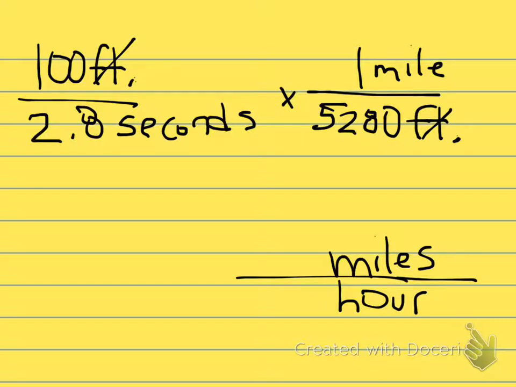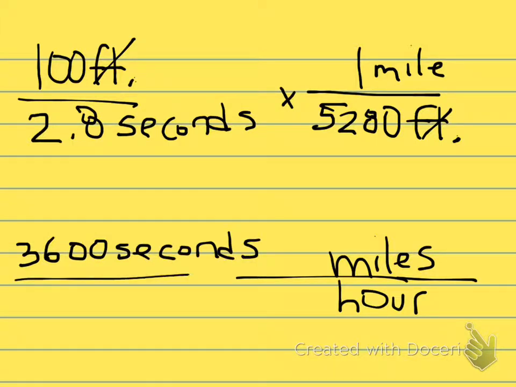But I want to change seconds to hours, so think about how many seconds are in 1 hour. There's 3,600, because there's 60 seconds in a minute, and there's 60 minutes in an hour. So 60 times 60 gives me 3,600. So 3,600 seconds in 1 hour. I want to cancel out the seconds. So I'm going to put the seconds, this time, on top, with the hours on the bottom. So in this case, 3,600 seconds over 1 hour. And all this is going to be multiplied together.